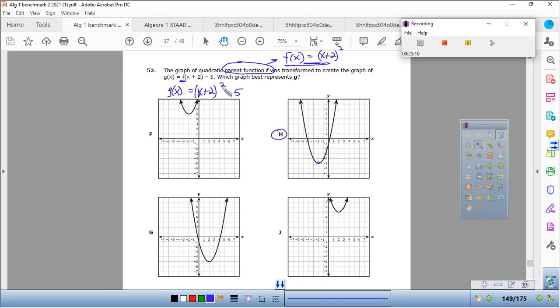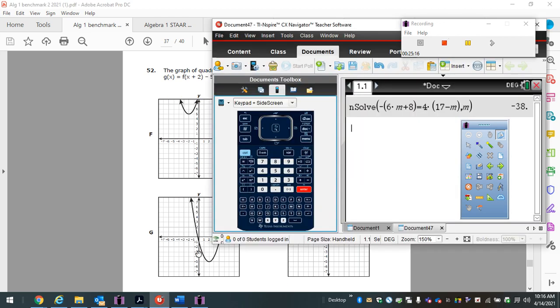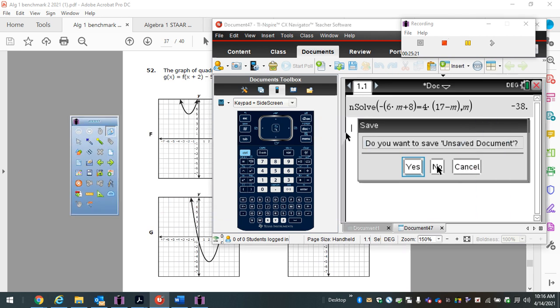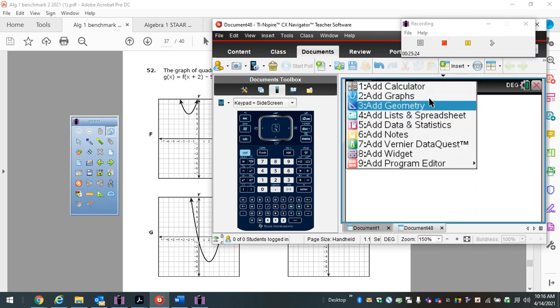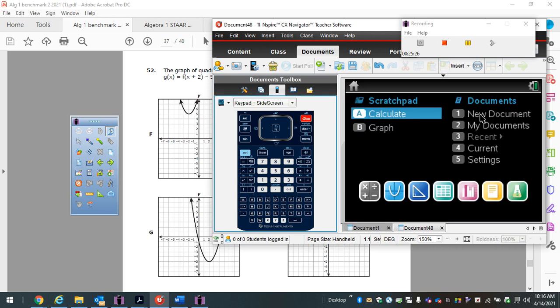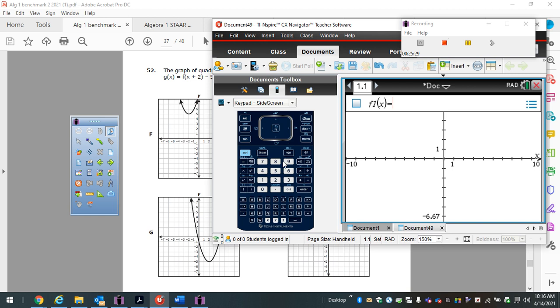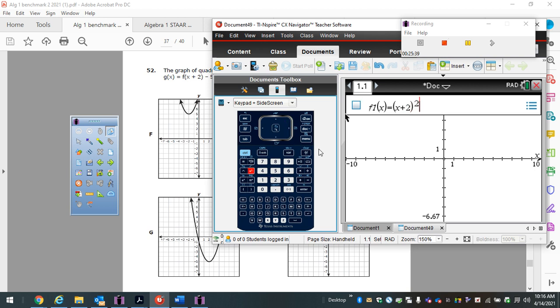Or just graph it. Now, I'm going to graph this real quick, if you don't mind. x plus 2 squared, and then minus 5.